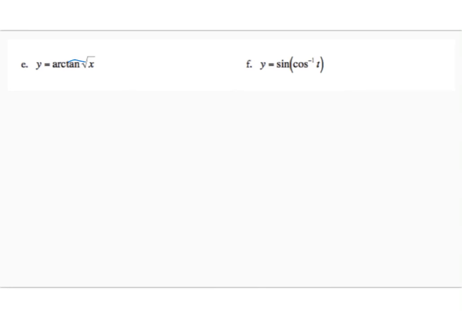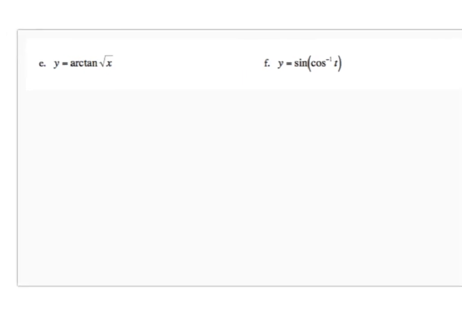We got more of the same stuff here. I'll let you try these on your own. These look harder than they are. The other thing I want to make sure is that we know that arctan is the same as tangent inverse of the square root of x.